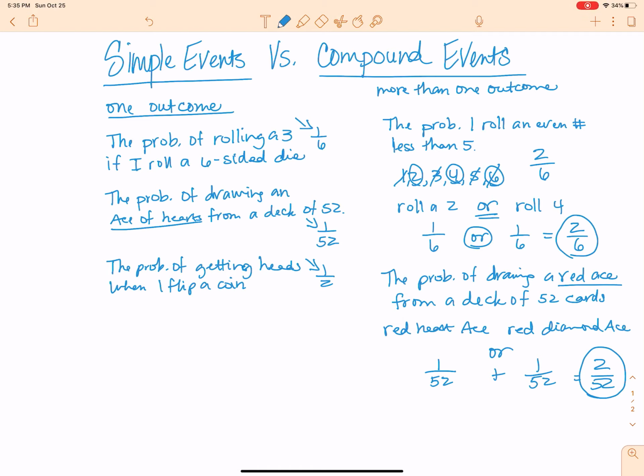So the probability of drawing a red ace from a deck of cards. Well, it could happen in one of two ways. It could happen this way, or it could happen this way. So that's 2 out of 52.